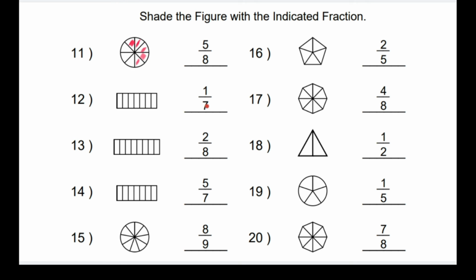Now here 1/7. So that means this rectangle is divided into 7 equal parts, and you have to shade only 1. Remember, the top number tells you how many parts you have to shade. This is 2 over 8. We only color 2, 1 and 2. Here 5 over 7. So 1, 2, 3, 4, and 5. So we're done.